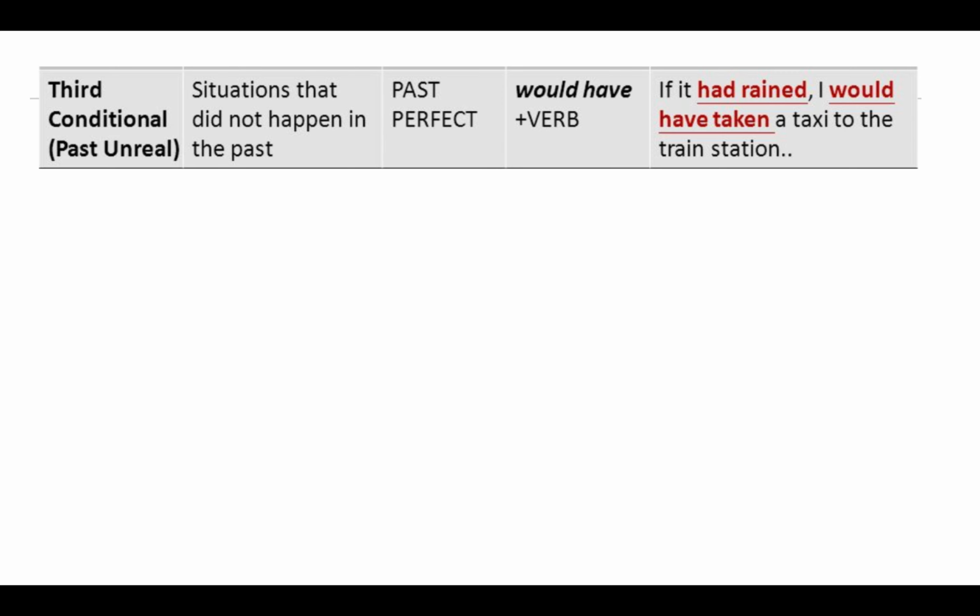Think about it like one of those movies like Back to the Future, where they think about how could I change the past, right? And how would that have changed other things? What would the effect be? In the third conditional, we use past perfect in the if clause. If it had rained. Past perfect is had and verb 3, right? Rained. So rain, rained, rained. If it had rained. And then we use would have, always have, would have, and then verb. I would have taken a taxi to the train station. If it had rained, I would have taken a taxi to the train station. Okay?